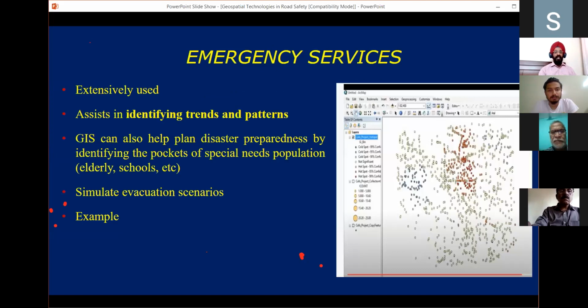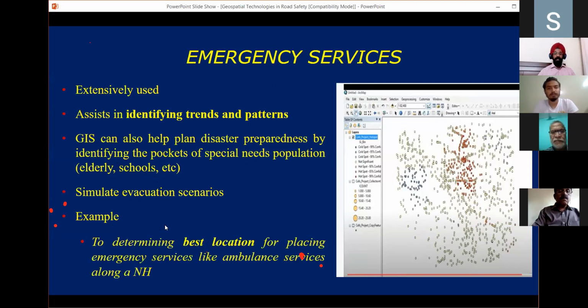Emergency services, yes, in case of emergency in road accidents, we are using GIS a lot. It is extensively used, assists in identifying trends and patterns. GIS can also help plan disaster preparedness by identifying the pockets of special needs population, elderly, schools, etc. So I can plan this, and simulate evacuation scenarios.